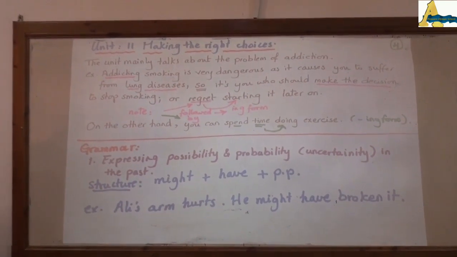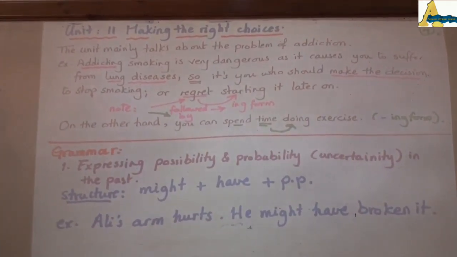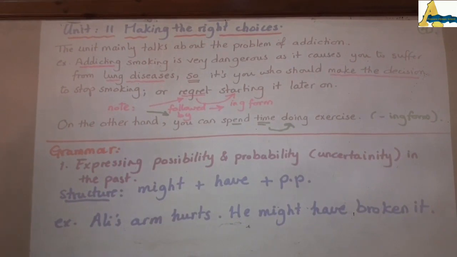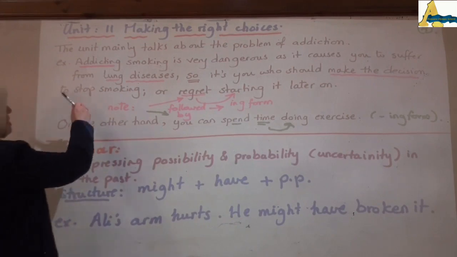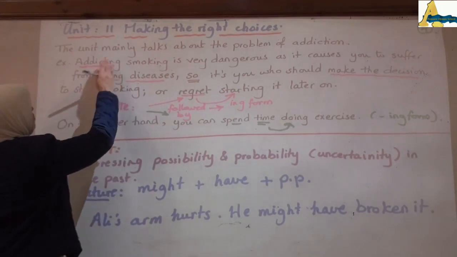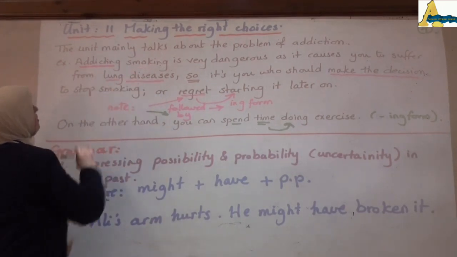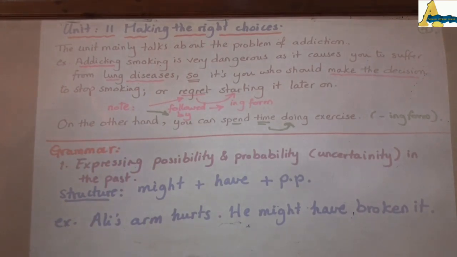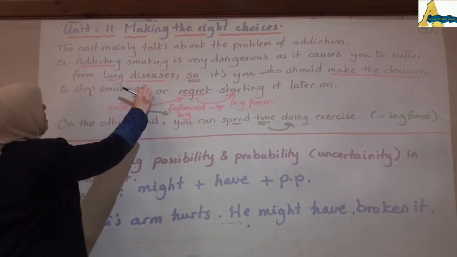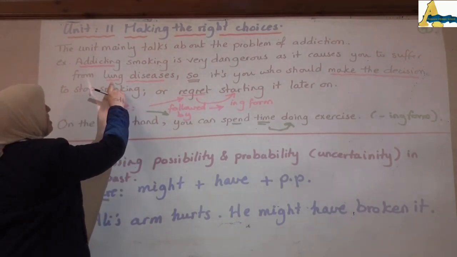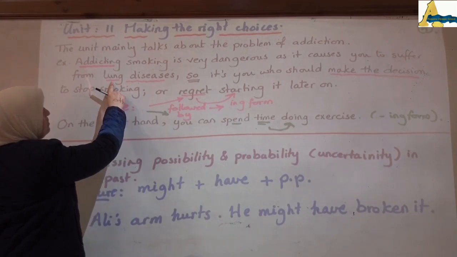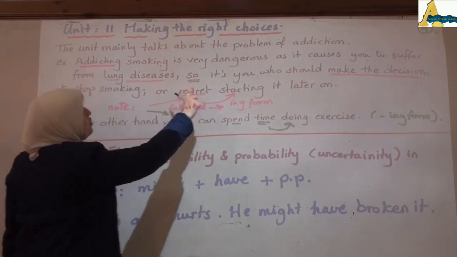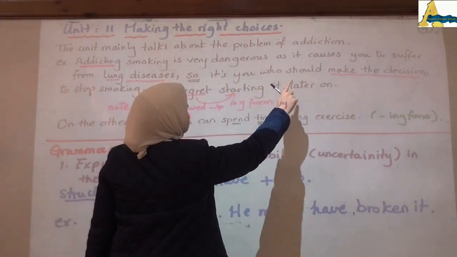Making the right choice. This unit, Unit 11, mainly talks about the problem of addiction. Remember, this is one of the titles that could be used for your project: addiction. For example, smoking is very dangerous as it causes you to suffer from lung diseases. This is one of the main important vocabulary words used in your unit. Lung disease is addiction.